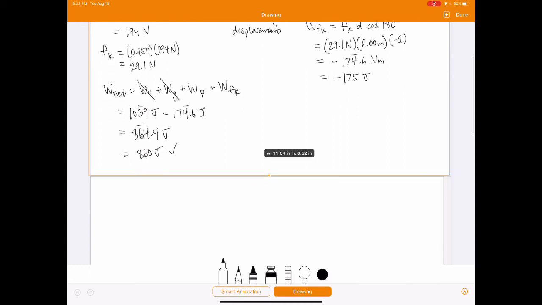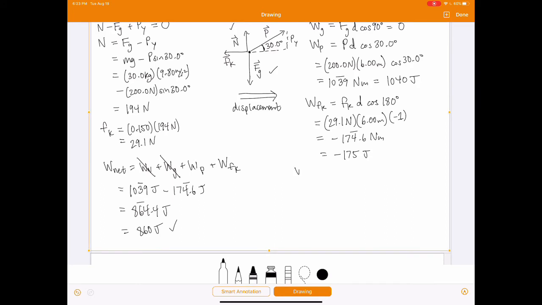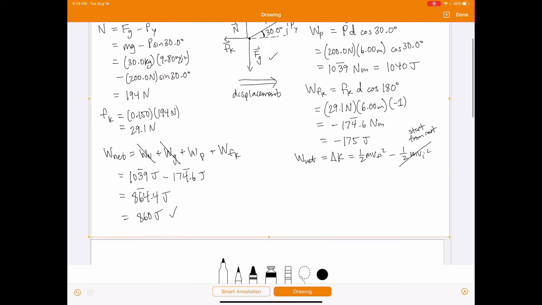The last part of this is now we can use the work energy theorem, which says that W net is equal to delta K to solve for the final speed of the box after it's moved 6 meters. Okay, well, delta K is a change in kinetic energy. So we have 1/2 mv final squared, that would be the final kinetic energy, minus 1/2 mv initial squared, but right away we can cross this term out because we know the initial kinetic energy is 0 whenever we start from rest. And so, to find V final, we can solve for that.